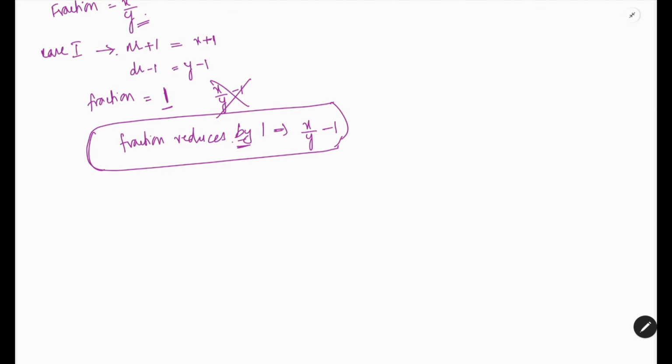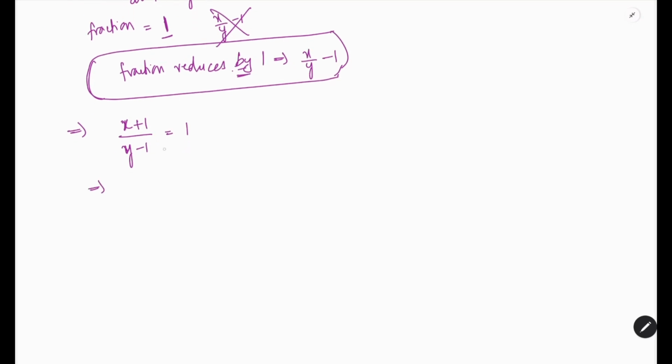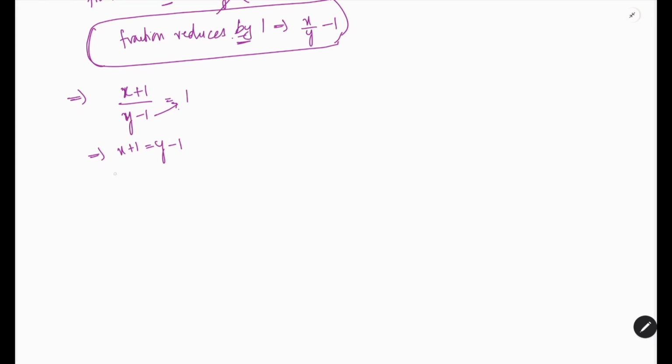So what is the equation here? The fraction is 1, numerator is x plus 1 and denominator is y minus 1. So the fraction will become 1. If we take y minus 1 to the right side, it will be x plus 1 equal to y minus 1. Take these two terms to the left side: x plus 1 minus y plus 1 equal to 0. x minus y plus 2 equal to 0. Take this as the first equation.